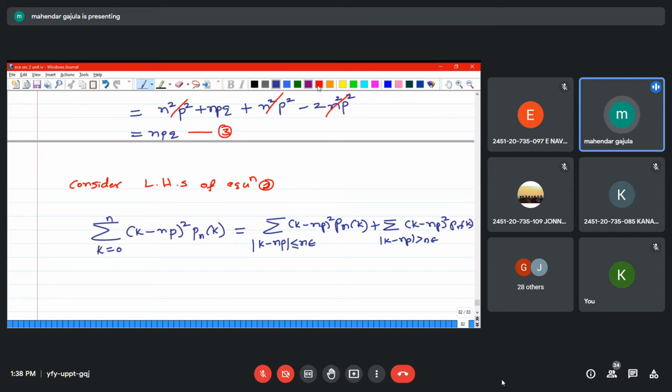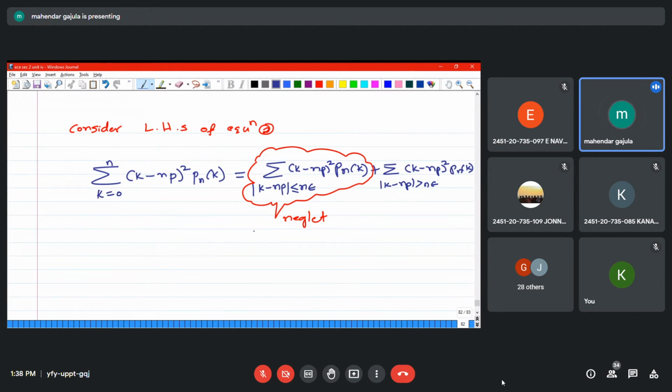So we have to prove that |k/n - p| > epsilon. We want that event. Under that case, I'm going to neglect this because I don't want this one. Let us neglect it. When you neglect this, the right side value becomes smaller, it becomes low. So in that case, we can put the greater than symbol.